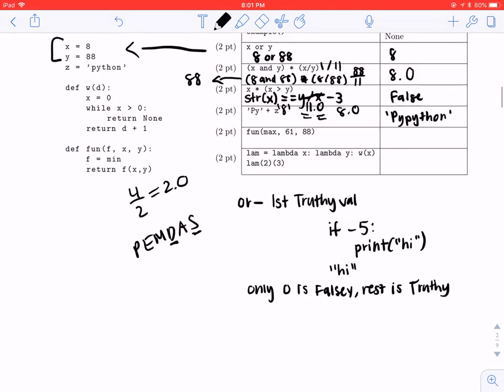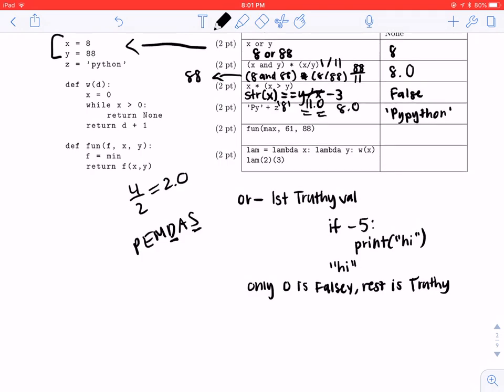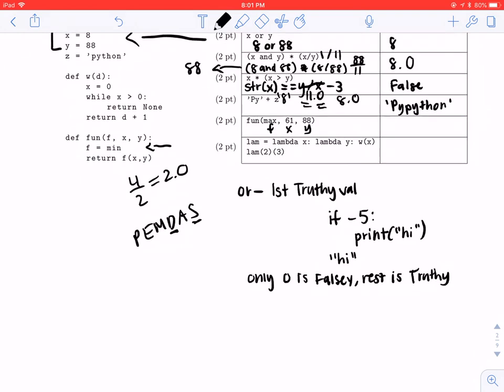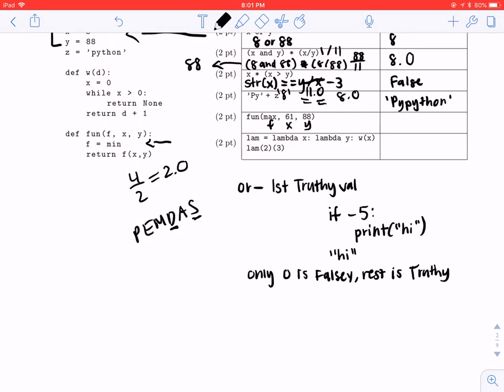Okay, now we're actually going to get into functions. We have a call to fun, where f is going to be max, x is going to be 61, and y is going to be 88. In the function, we actually reset f to be min. So it doesn't matter what we pass in as f, it could be anything, but it always gets reset to min. Then it returns min of x and y, which is just the lesser of the two numbers passed in. In that case, it is 61.